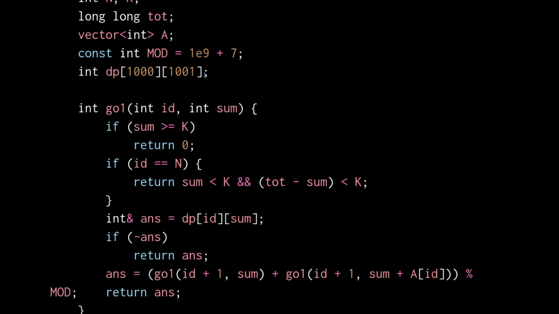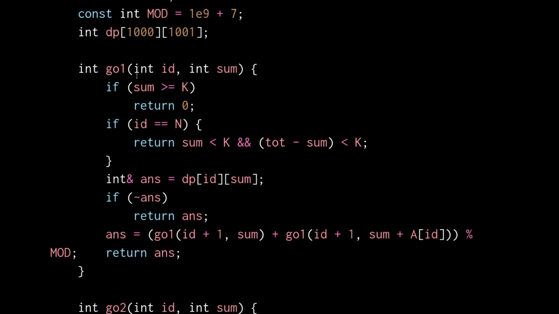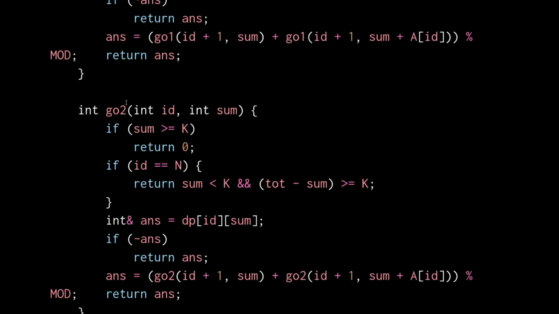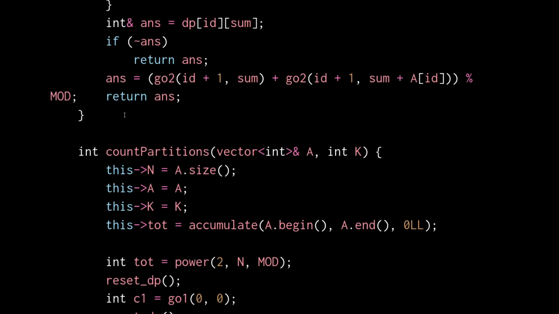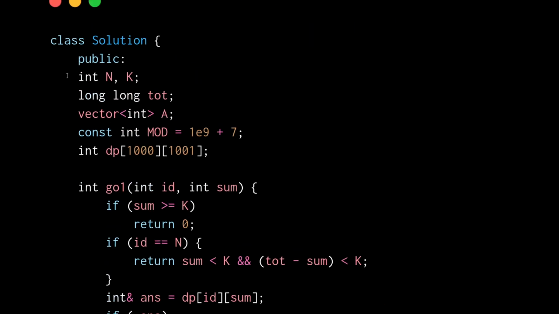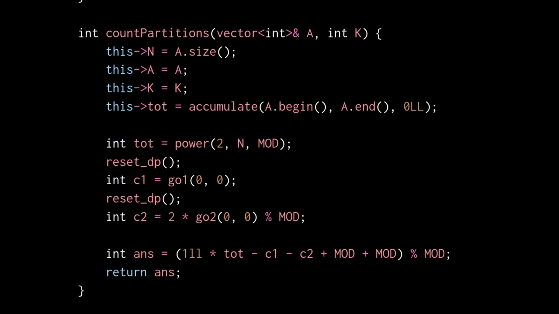Then I have used a dp table. Then this is the go1 function, which is going to count the groups of type 1, and go2 is going to count the groups of type 2. Before going to them, I'm going to explain this part. This part is going to initialize the variables or parameters to the fields that are mentioned above: total, k, a, and n.